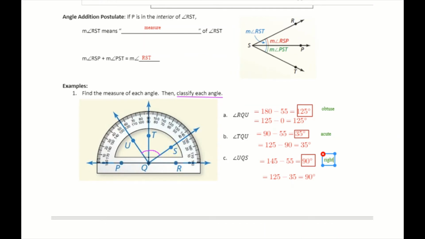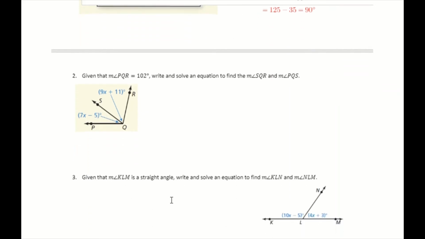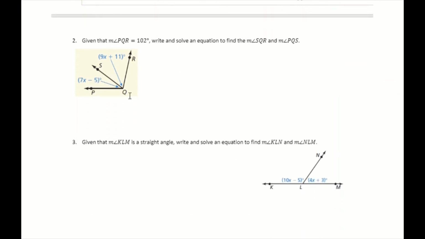Now let's get into some algebra. Let's take advantage of all the algebra we've learned so far and try to answer these questions down here. It says, given that PQR is 102 degrees, so PQR is this big one. That's the 102. Write and solve an equation to find the measure of SQR, which is this angle right here, and PQS, which is this angle over here. So we're going to find this one plus this one.